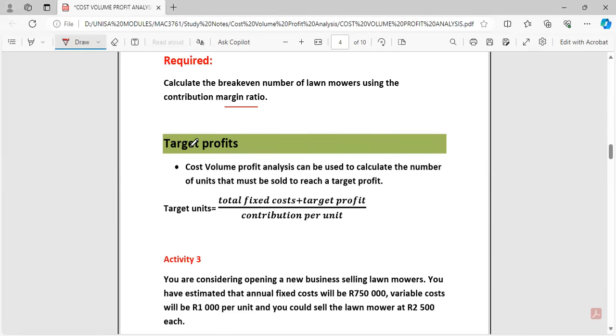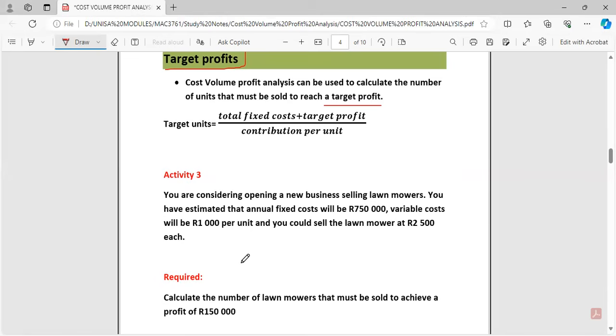It's a revision of MAC 2601, what we are busy with now. There's a situation where you are going to calculate a break-even point with a target profit. I think we did this as well in our 2601. Here, cost volume profit analysis, we can use it to calculate the number of units that must be sold to reach a target profit.